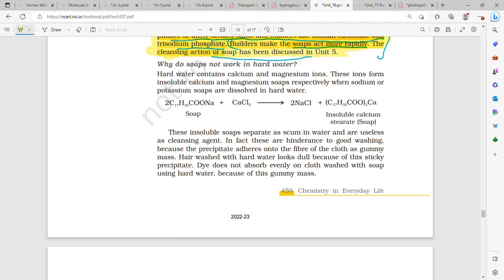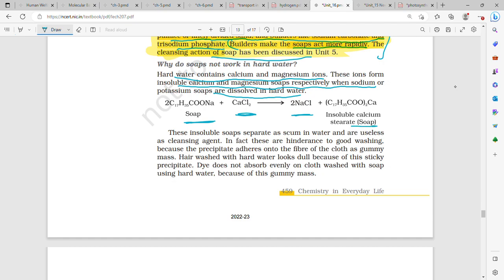Now, why do soaps not work on hard water? What is hard water? Hard water is water which contains calcium and magnesium salts. These ions form insoluble calcium and magnesium soaps respectively when sodium or potassium soaps are dissolved in hard water. For example, sodium soap plus CaCl2 gives NaCl plus insoluble calcium soap.